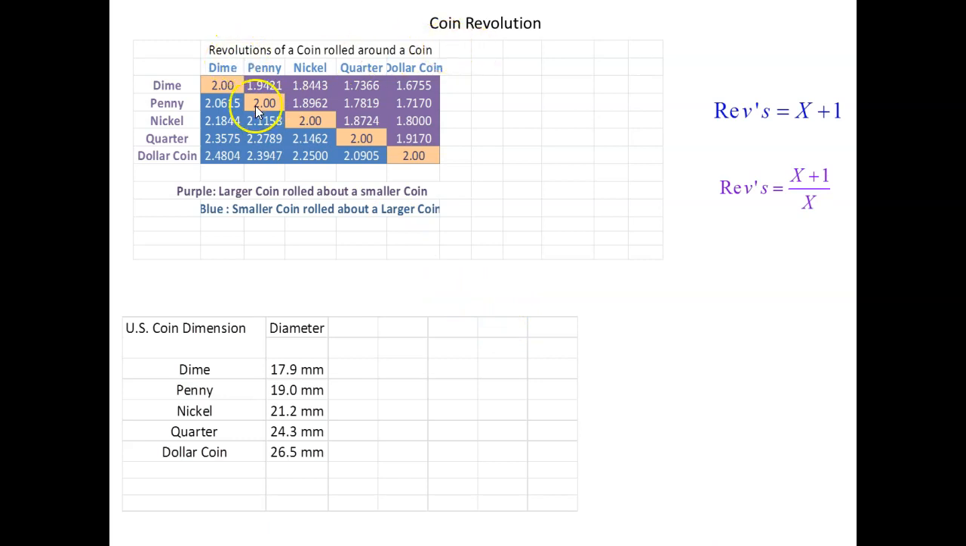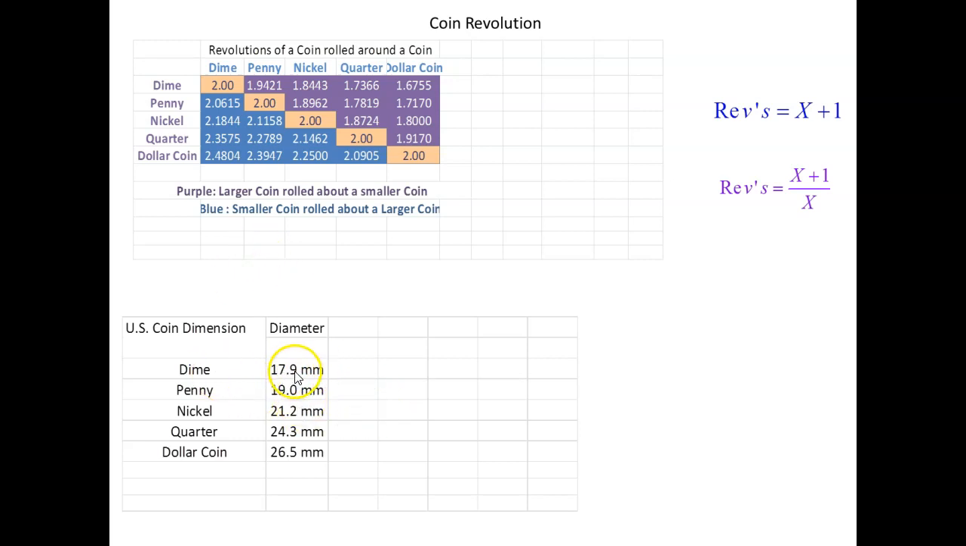We want to revolve these coins around each other. The way I have this arranged is like this: the purple is the larger coin rolled about a smaller coin. So what's in purple is the numbers that relate to the larger coin rolled about a smaller coin, like a penny being rolled around a dime. The penny is larger than the dime. Here's the dime, and here's the penny.